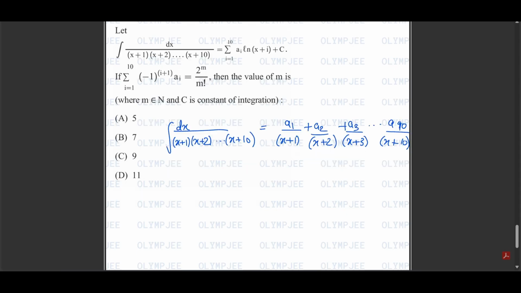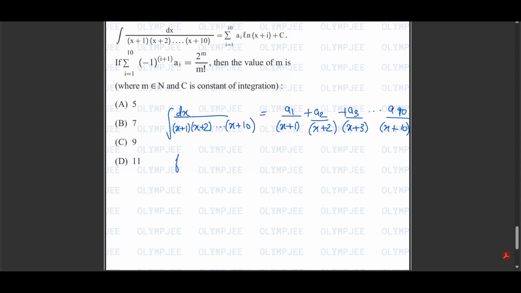So for a1, if we take the LCM, then this a1 would be having x plus 2, x plus 3, so on till x plus 10, right? And the denominator would be having everything, x plus 1, x plus 2, so on till x plus 10, right? And so on for every term. A2 will be having everything except x plus 2 in the numerator. A3 will have everything except x plus 3 in the numerator.